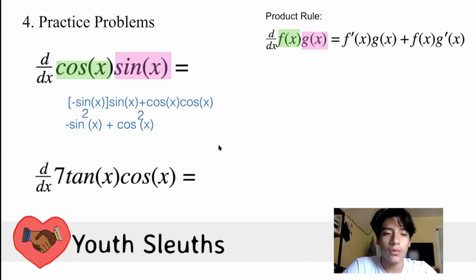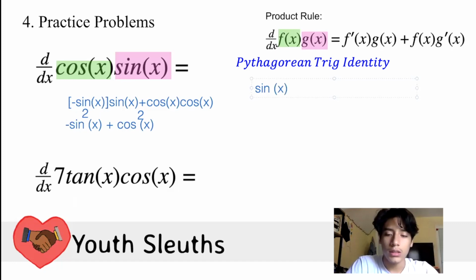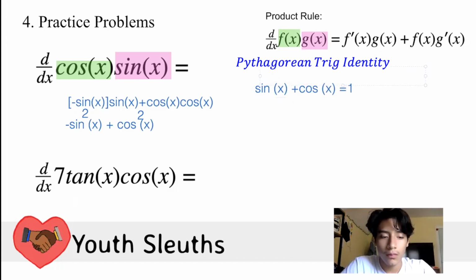Now, most people see that this looks similar to a trig identity, which is sine squared of x plus cosine squared of x equals 1. But as you can see, we do not have a positive sign. Instead, we have a negative sign, and so negative sine squared of x plus cosine squared of x does not equal 1.